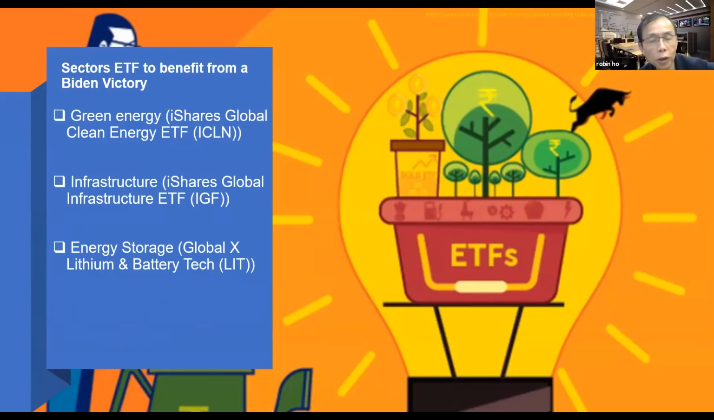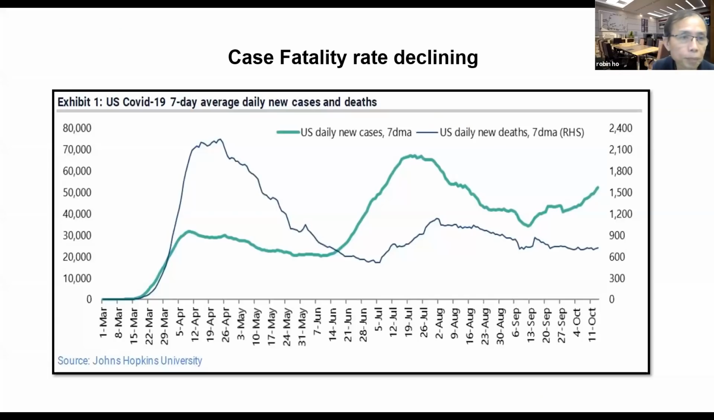I think it will go a long way if Biden were to win. So find a good time to get into these ETFs: the green energy ETF, the infrastructure ETF, the energy storage ETF. These are a couple of ETFs that will be good. And if you want to, get in before the election, while people are still guessing whether Biden is going to win. When Biden wins, these ETFs will move up.